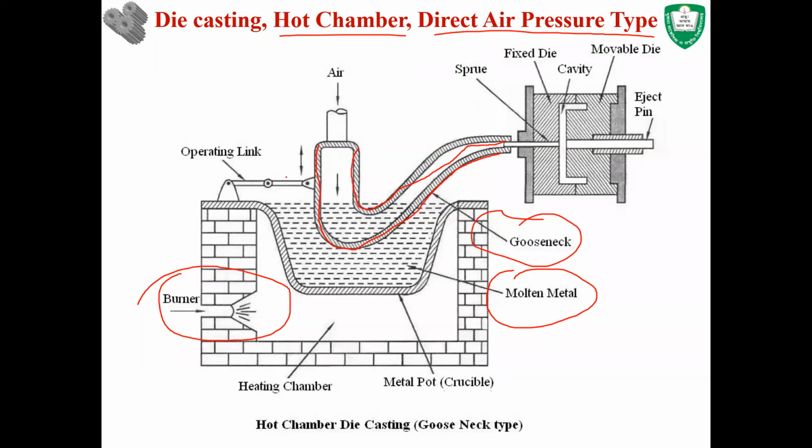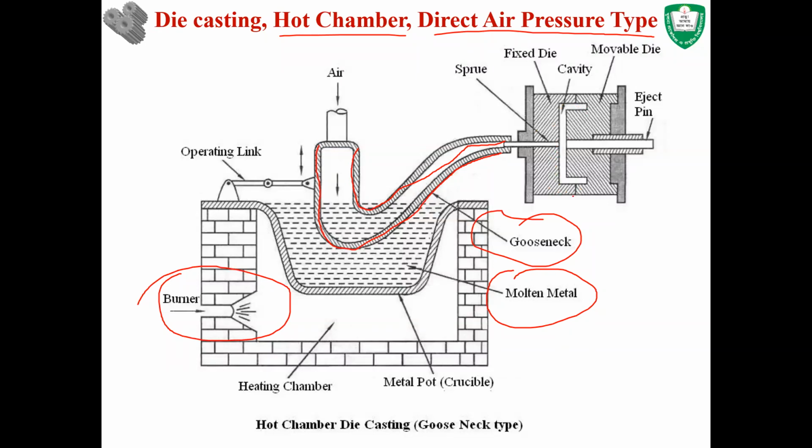If you want to operate the gooseneck, you lower it and take the molten material into the gooseneck, and then you put it up. Use the air pressure to transfer the material from the gooseneck to the cavity. That means firstly you submerge the gooseneck into the molten material. Then the required amount of molten material, how much you need, will depend on the volume of the cavity.